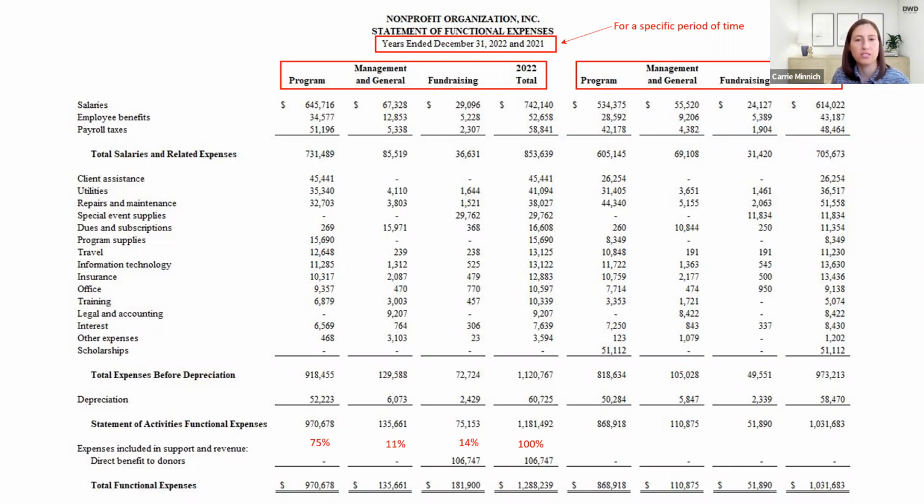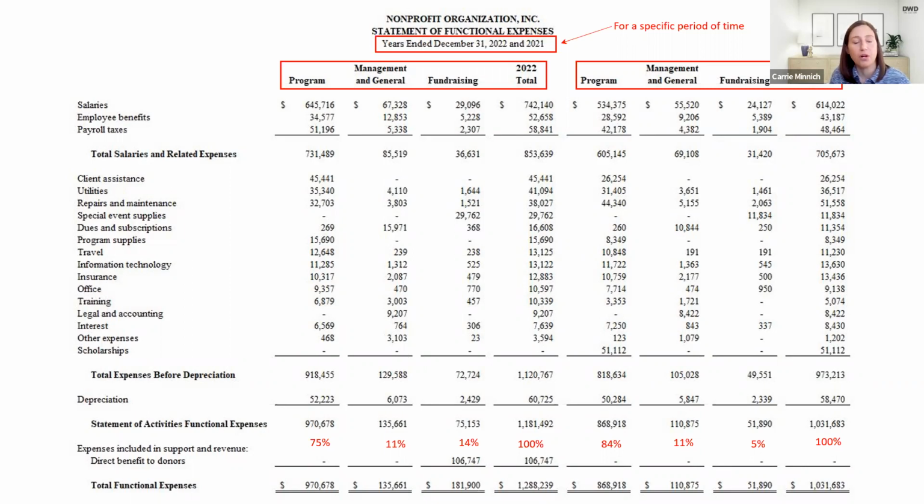So for example, on this nonprofit, they have 75% of total expenses allocated to program, 11% management and general, and 14% fundraising. In 2021, they had 84, 11, and 5. Obviously, donors want most of their money to go towards programming. There are different watchdog groups out there that look to see how much is being allocated to program: Better Business Bureau, United Way, Charity Watch. They like to see 65, 75, 80% allocated to program.